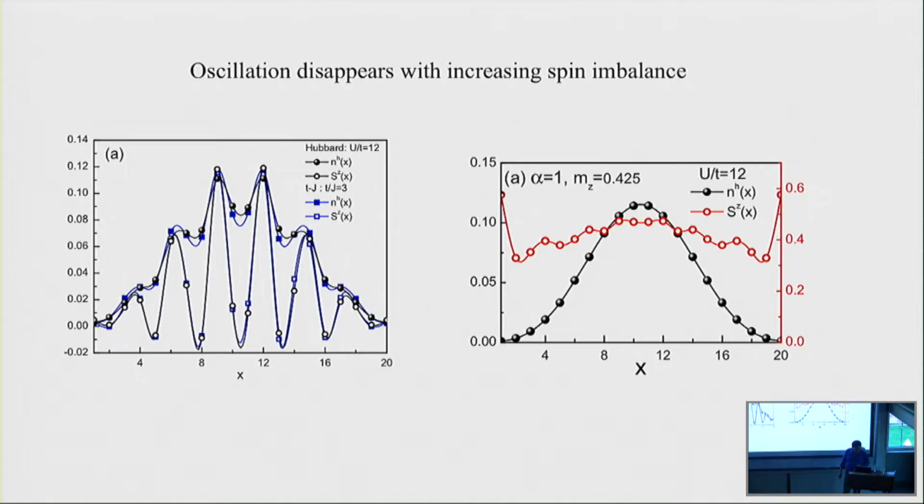The third one is that now I'm going to make it spin imbalanced. Suppose I have more up particles than down particles, and I don't know where they distribute. So you start out with more up than down, and you put in one hole, but the background has more up spin than down spin. This also weakens the oscillations. So there are many directions in which one can weaken the oscillations, and the question is why.